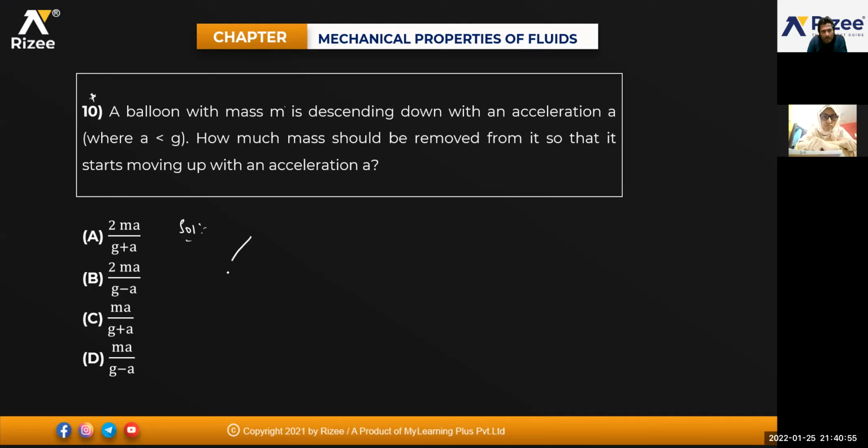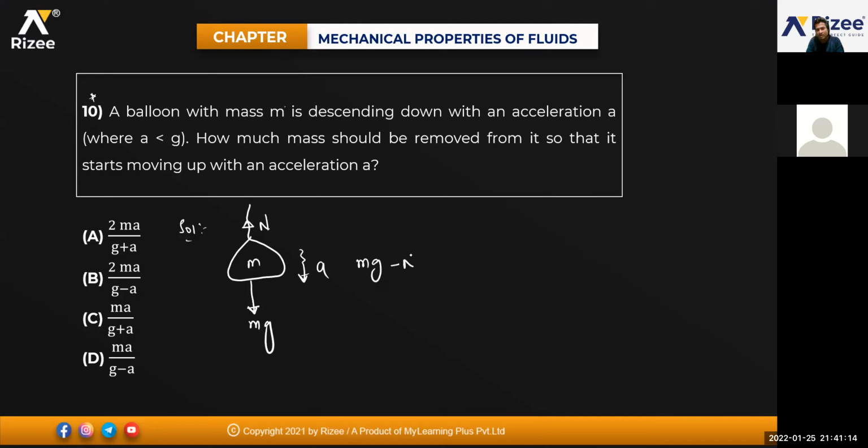See, this is your balloon, some balloon of mass m moving down with an acceleration a. Tell me what are the forces acting on this body? The weight of the body is acting as mg. And an upward force will be acting in the upward direction. As it is moving in the downward direction, mg minus the opposing force because of the buoyant air will be equal to m into a.